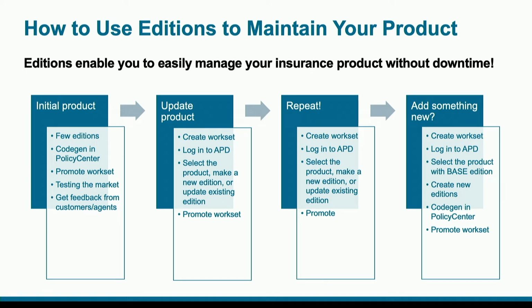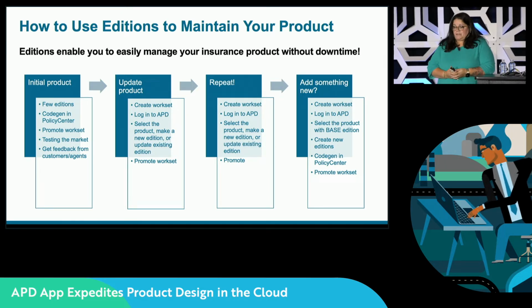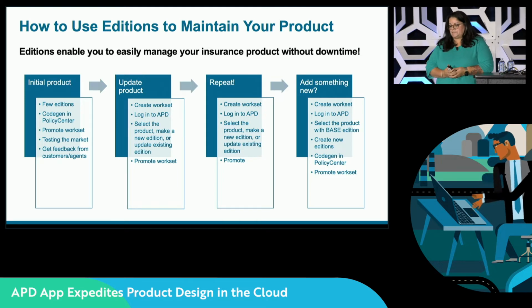So initially, of course, you have to make a product. So this could be a brand new innovative product, or it could be something like personal auto where you're just getting started on Guidewire. You make a new product in APD app, you make a few additions, you code gen in Policy Center, you promote your APD content via Workset Manager, which don't get hung up on that. We'll talk about that in another session. You'll promote your Policy Center code through Guidewire Cloud Console. You'll go to production, maybe get some feedback from your agents or customers, and you'll come back in a year and you'll update your product.